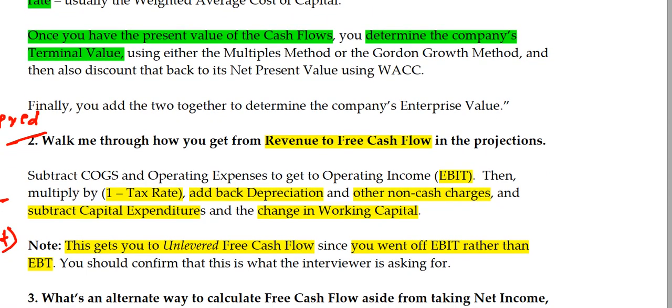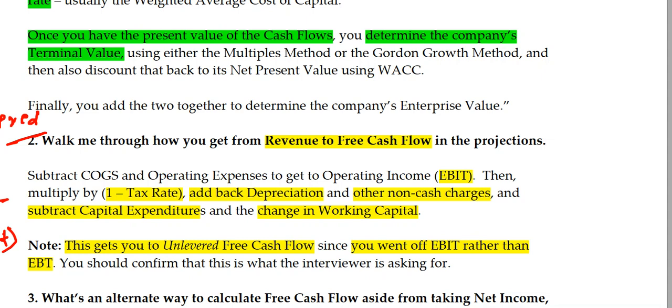Next we'll go on to another question: walk me through how you get from revenue to free cash flow in the projections. There's a journey from the revenue to free cash flow. So how do we separate this? First we have the revenue, and we subtract the costs.